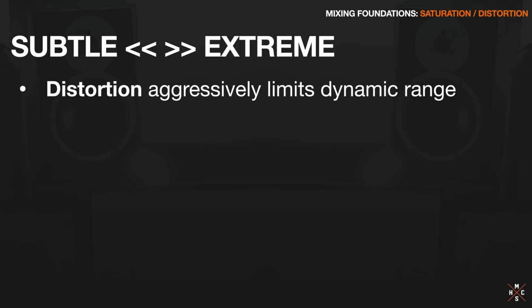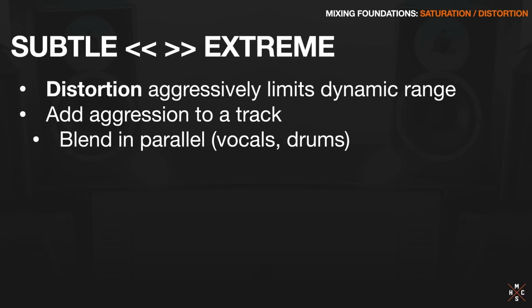And distortion is really just kind of at the extreme end. This is really aggressively limiting dynamic range, because it's basically just chopping off the peaks of the waveform, and that's why you get the distortion. So distortion can be used, obviously, to add aggression to a track. You can really get creative and blend distortion in parallel. For example, let's say a scream vocal, if you want it to sound more aggressive, you can duplicate it, distort it with a guitar style distortion, and then blend that in underneath just subtly. You can also do the same thing on drums to add a lot of energy and aggression to a drum track.